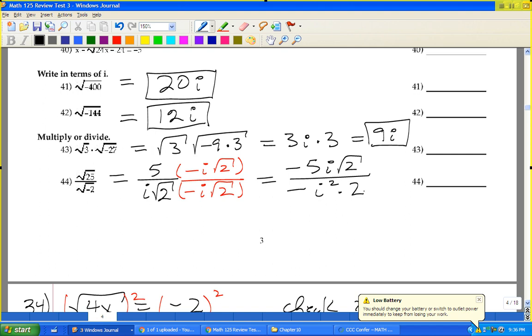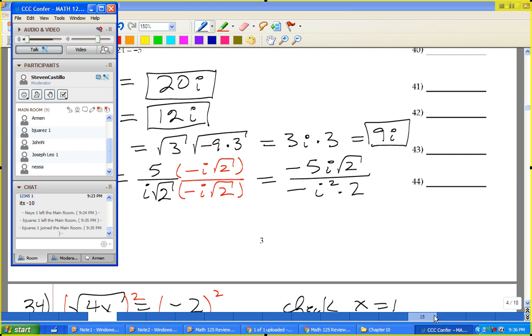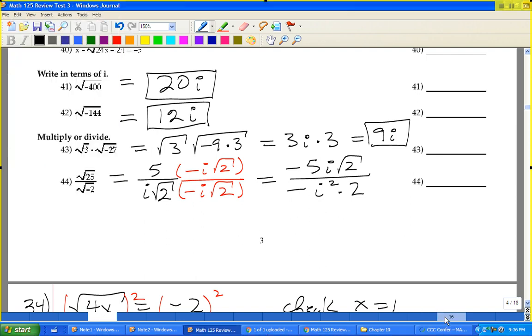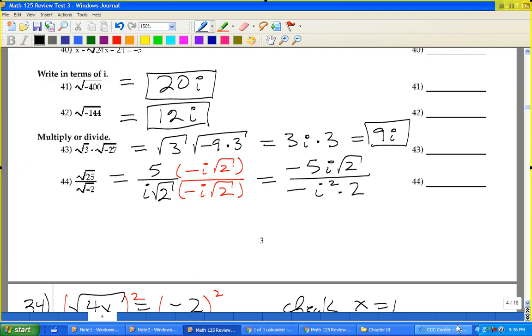Okay. So let me ask everyone, are you still able to see the screen, or did it blank out because I had to put in the... Yes, you can still see it? Okay, good. Okay.